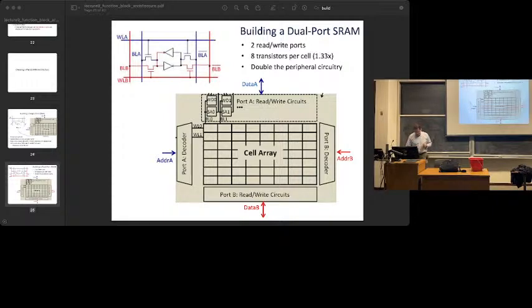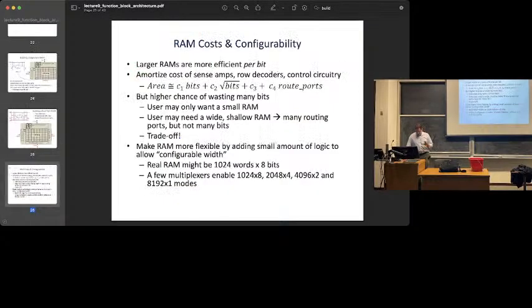Okay, so yeah, but there's a cost to this. My SRAM cells get bigger, and I basically need 2 copies of my decoders and my sense amps and so on, so I get double the peripheral circuitry. Okay, so let's talk about what this costs.